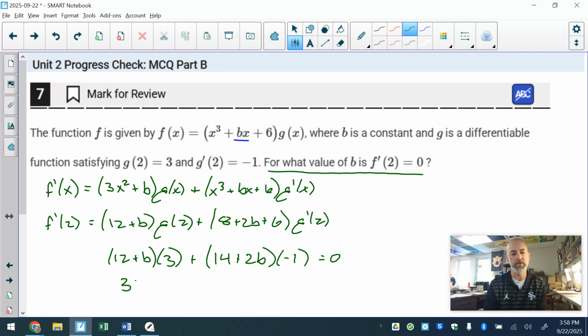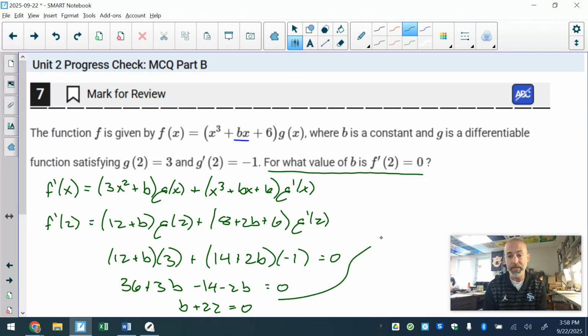So when we solve the equation, 36 plus 3b, distribute that 3, distribute the negative 1. And I get 3b minus 2b, 36 minus 14 is 22, equals 0. And I'm getting b equals negative 22. I guess that's right. I may have made a mistake in that. I'm not sure. I don't have the options visible right now. I just got the questions. So there's my number 7.